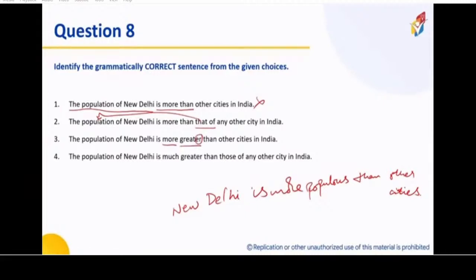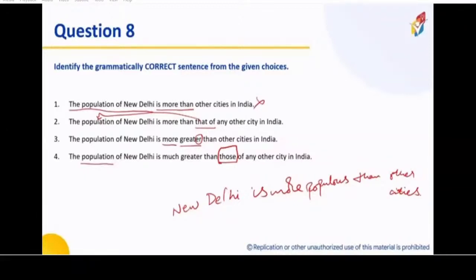The population of Delhi is much greater than those of any other city. Those is used only when you have a plural. So you can say something like, the roads of New Delhi are much cleaner than those of any other city. Fine, because roads is plural, you can use those. But here, we're talking about something that is uncountable. Population, all uncountable nouns are treated as singulars. Therefore, the population of New Delhi is much greater than that of any other city in India.